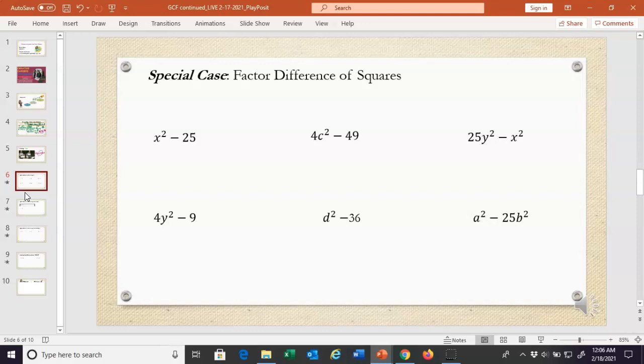And the nice thing about it is the name matches the process, because difference means subtraction. So you can see every single problem on this screen has a minus in the middle. So that's a big deal. It has to be done with minuses. And in order to do it, you have to be subtracting two squares. So the question would be, can you write each of these terms as something squared?